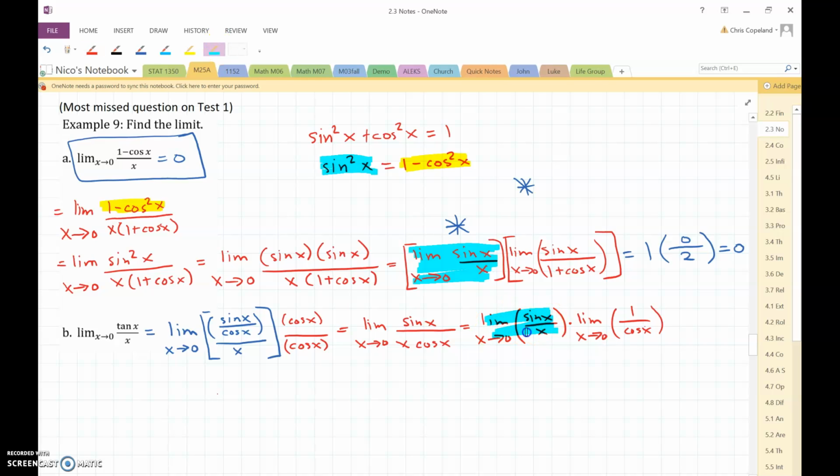This guy should look familiar. That's the squeeze theorem. That's going to be equal to 1. And then for this limit here, when we evaluate it, we can do direct substitution. We know cosine of 0 is 1, so that would be 1 over 1. So the answer here would be 1.